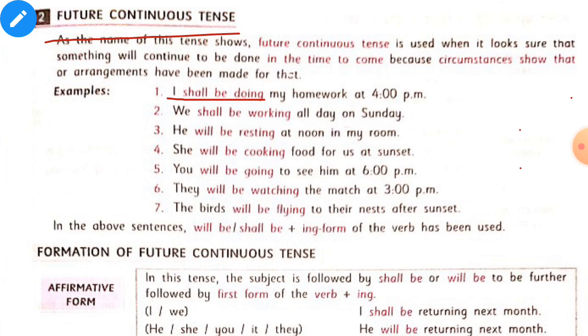In the above sentences, will be or shall be plus the ing form of the verb has been used. Okay, now we will know about the formation of future continuous tense.